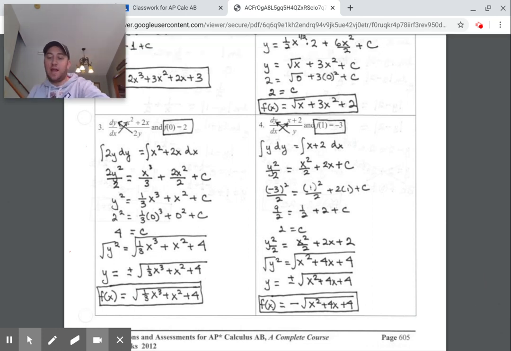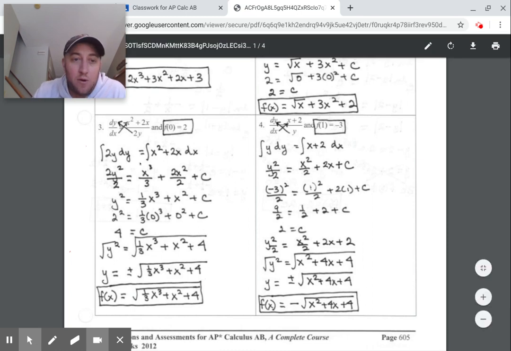And that is exactly what we've done when we cross multiply. Our y's are on the left-hand side, our x's are on the right. And now from here, we're going to integrate both sides. So the integral of 2y is 2y squared divided by 2, which would just give us y squared. The antiderivative of x squared plus 2x would be 1/3 x cubed plus x squared plus c.